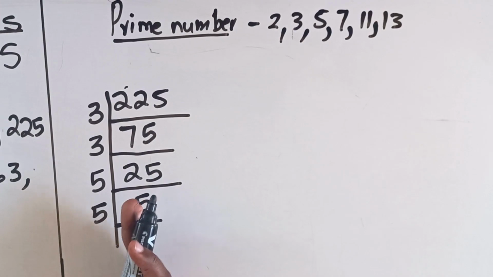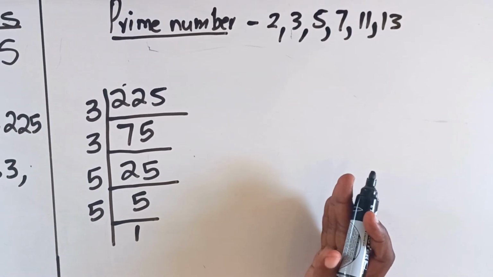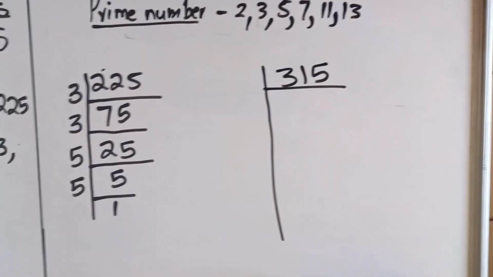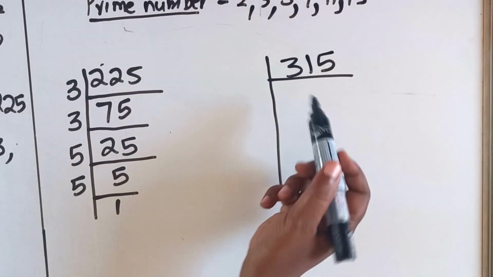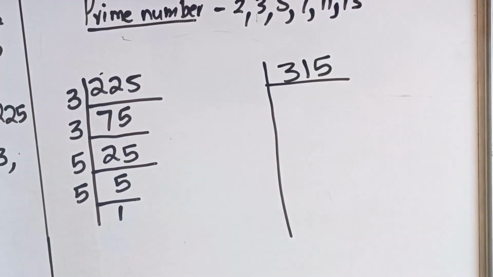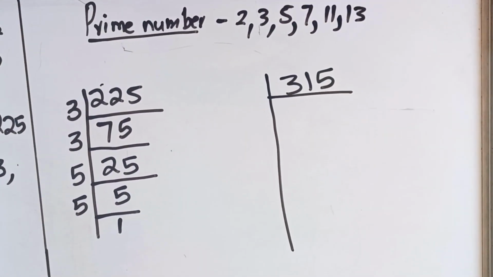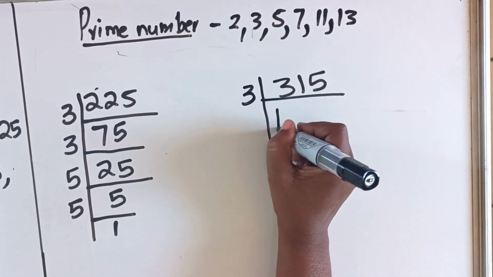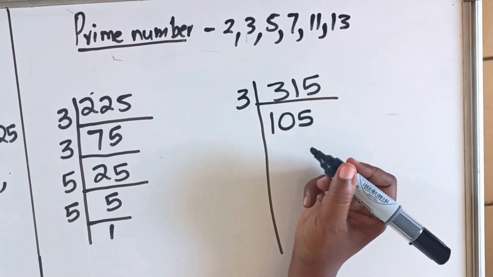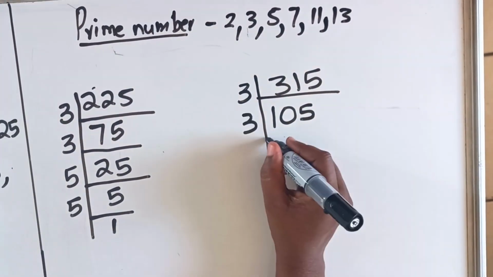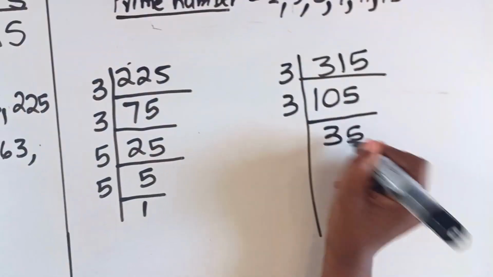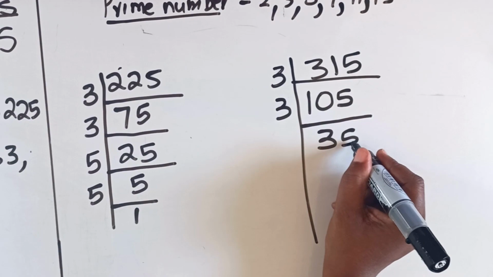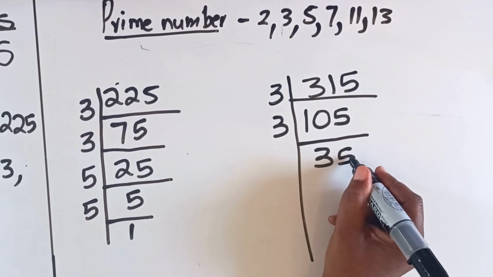This is what you do first. Then you have to do it for the other number. The other number was 315. So 315, same thing. Prime numbers, 2 will not divide there. Let's try 3. 315 divided by 3. Yes, it's a factor. 315 divided by 3 is 105. 105 divided by 3 is 35. And then 35 divided by 3 won't work because it is not divisible by 3.